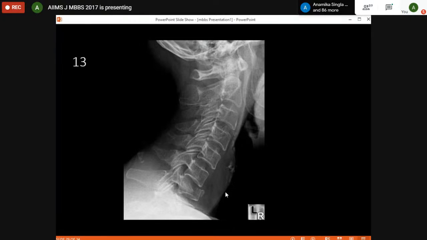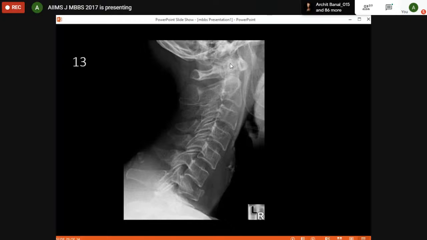Hangman's fracture, no. Why would you? Okay, I think you were talking about this one. This is completely normal, okay? This is not hangman's fracture. Maybe next time if I get a chance to take a case for you guys, I'll show you what hangman's fracture is. I was just trying to make you guys identify the normal vertebral bodies.